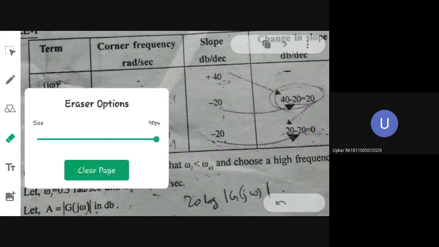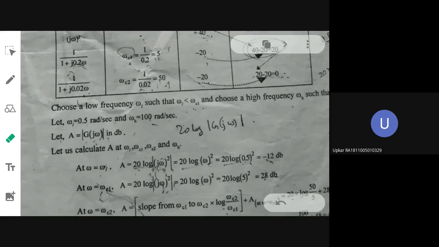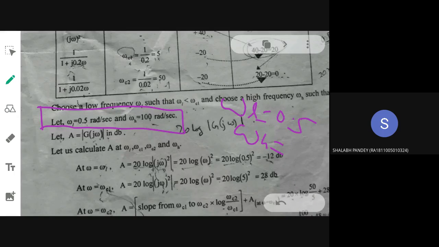Next thing is you need to choose the two other additional frequencies. What are the two frequencies that you will choose? One lower frequency that is less than omega C1, one higher frequency which is greater than omega C2. So what values have they chosen in the problem? Omega L they have chosen to be 0.5, and omega H they have chosen to be 100. For omega L, omega H, omega C1, omega C2, you need to calculate A. A represents your magnitude in dB. That should be calculated next.